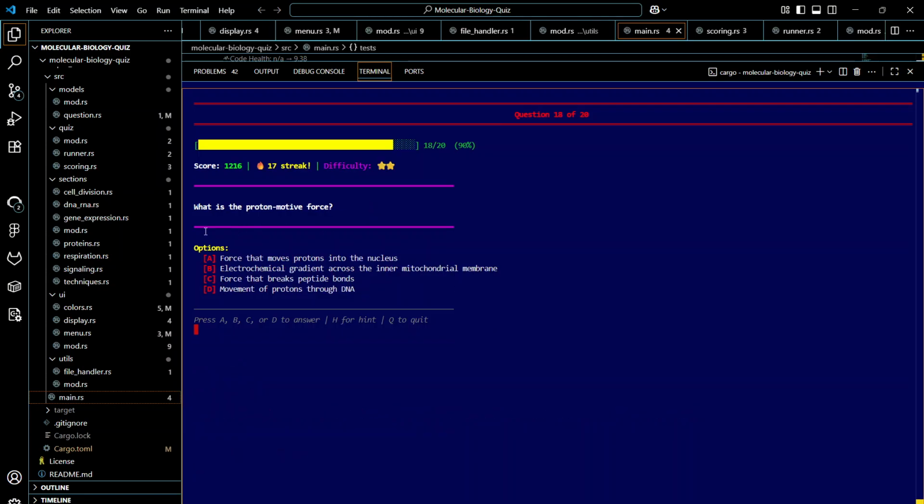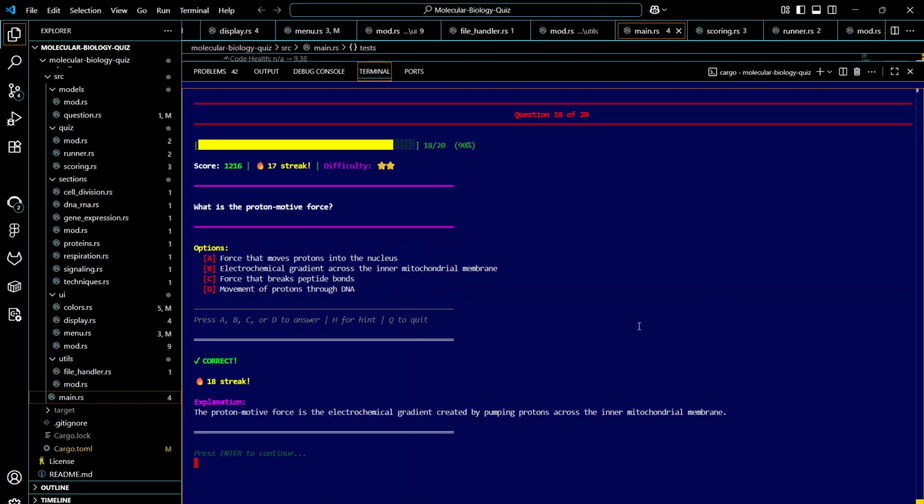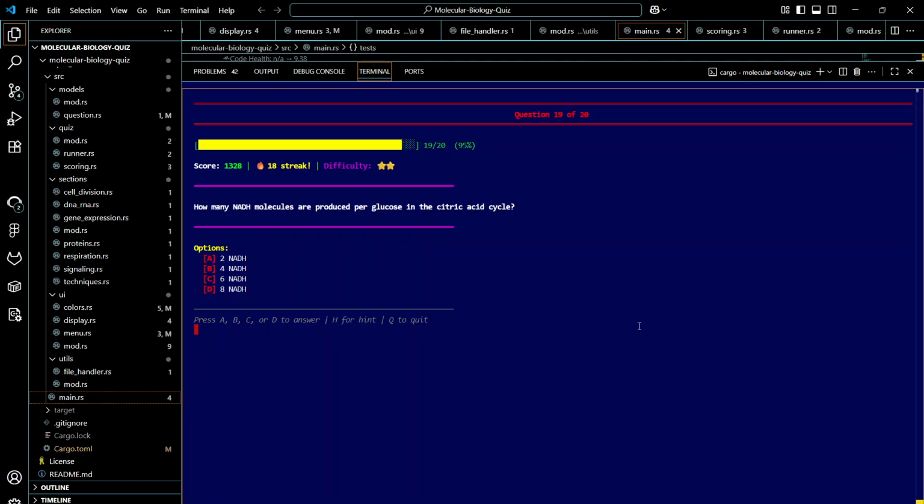Let's go. What is the proton motive force? Mitochondrial membrane? I don't remember, to be honest. I think it's B. All right, let's go, let's go, let's go.